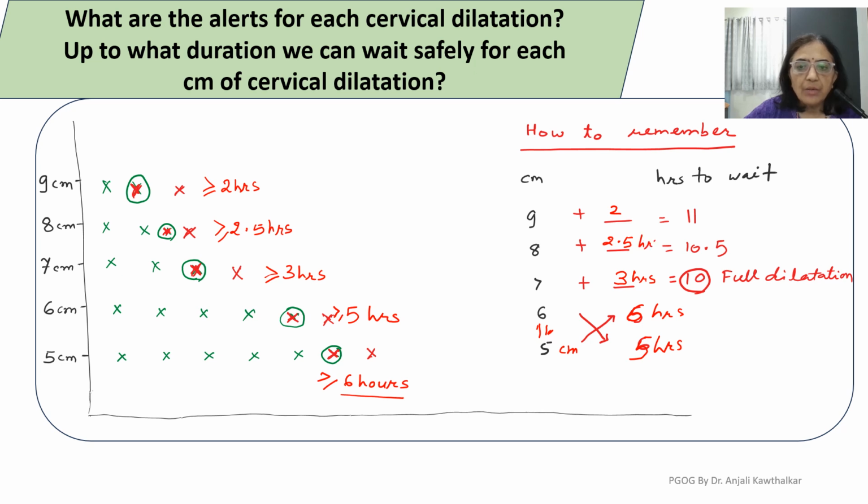At 8 centimeters you can wait up to 2.5 hours. At 9 centimeters we can wait up to 2 hours, and later on it is an alert. This is the way I have remembered it. But I think you will also have to find your own way to remember it. Or even if you visually see 6, 5, 3, 2.5, 2, and remember it, it is well and good.